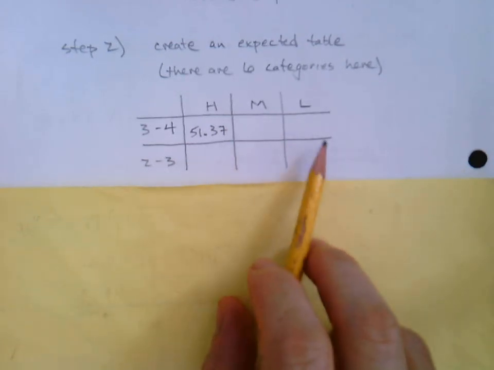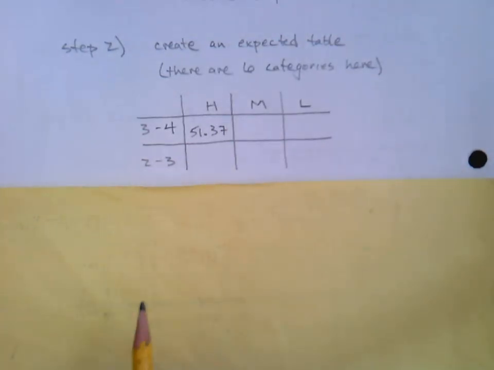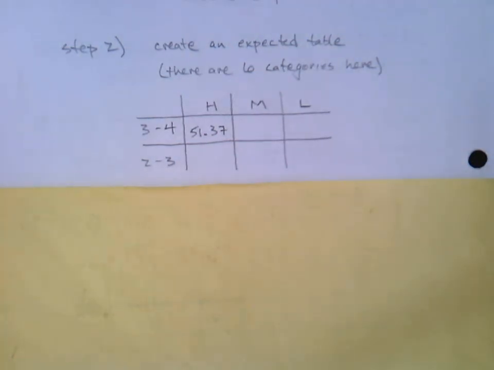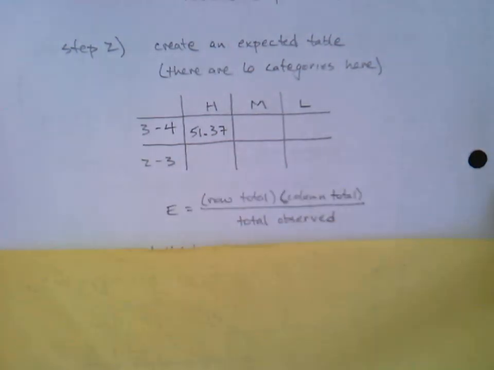All right. Now, how do we get the values for each of the 6 categories? How did I get this number right there? Okay, so we've got that formula. I wrote it again here. The expected number is the row total times the column total divided by the total observed.